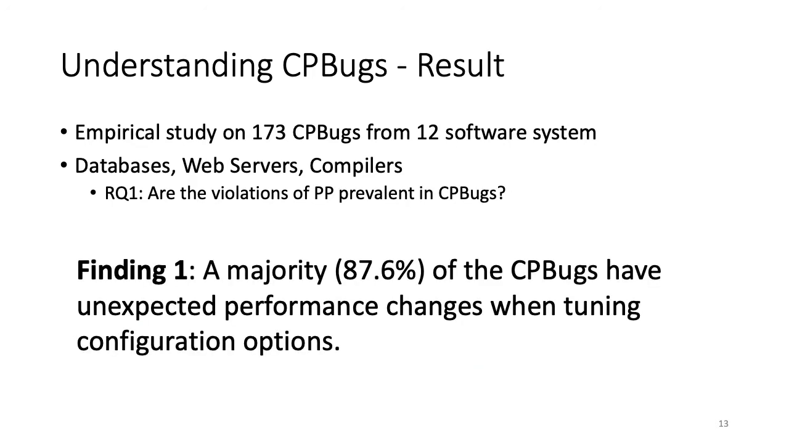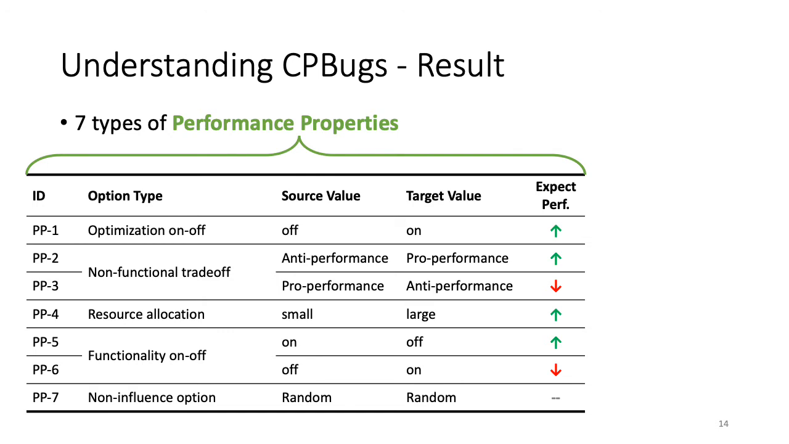Here's the results. Fortunately, we find that violations of PP are prevalent among CP bugs. This result indicates that the violation of PP can serve as a test oracle to expose CP bugs. Then, we concluded 7 types of performance properties. Let's look at PP4. PP4 is allocating more resource. The performance is expected to be better, just as the motivating example we described implies.